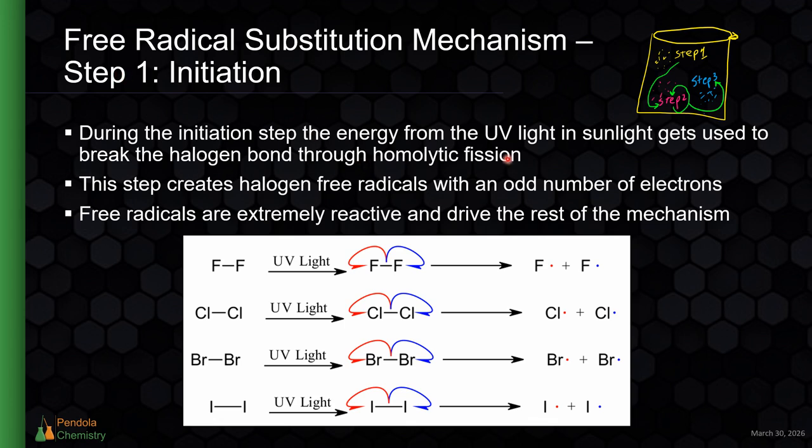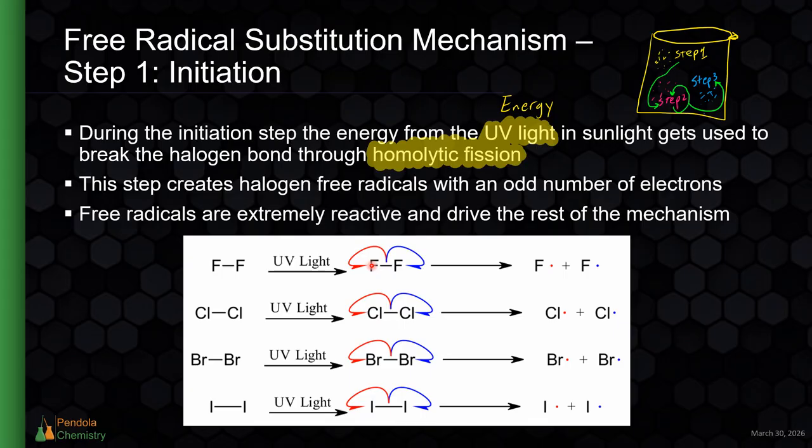During the initiation step, UV radiation, ultraviolet light from sunlight, is going to be used to break halogen bonds through homolytic fission. So why is the UV light needed here? UV light in this step is needed because it provides the energy for homolytic fission. Homolytic fission, like any bond breaking, needs energy. UV light is the energy needed by this step. So the UV radiation provides the energy needed for the homolytic fission.